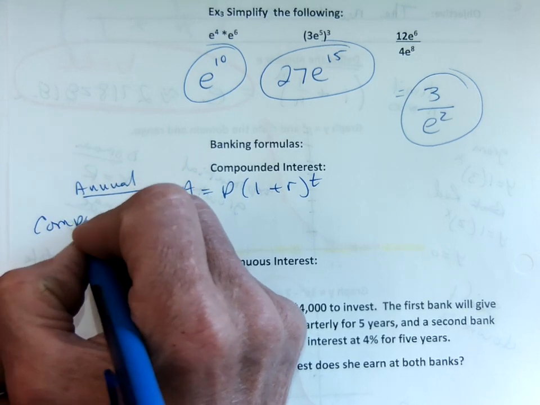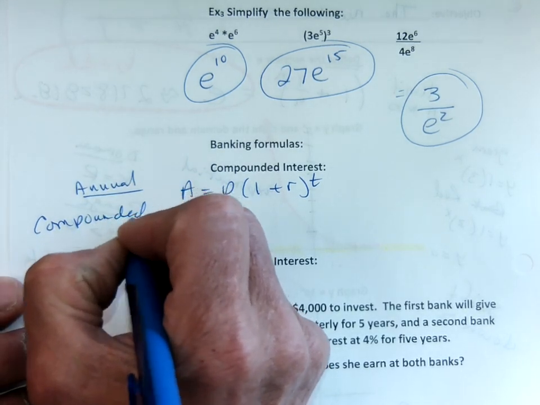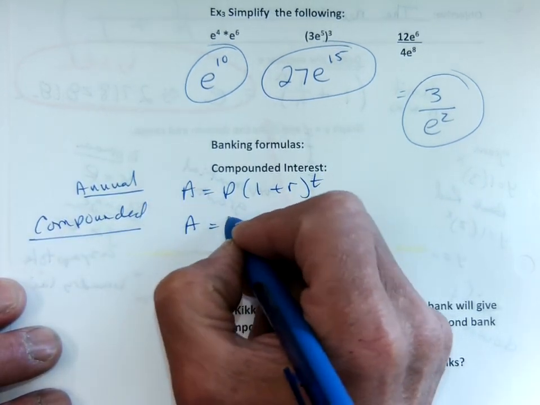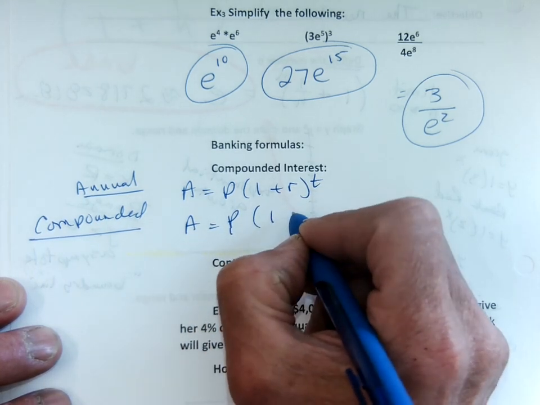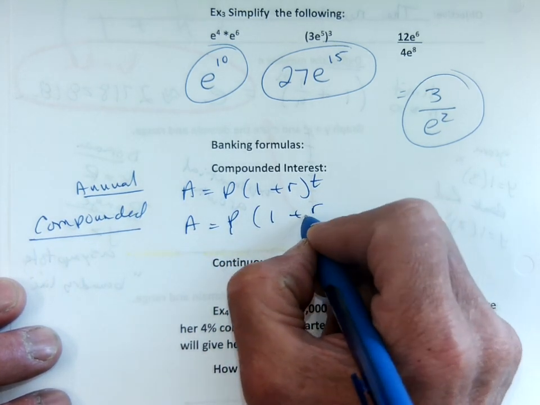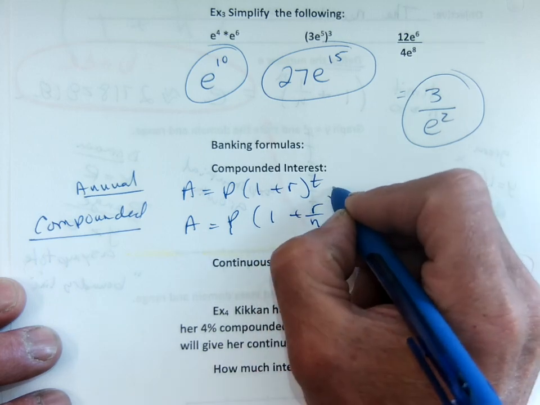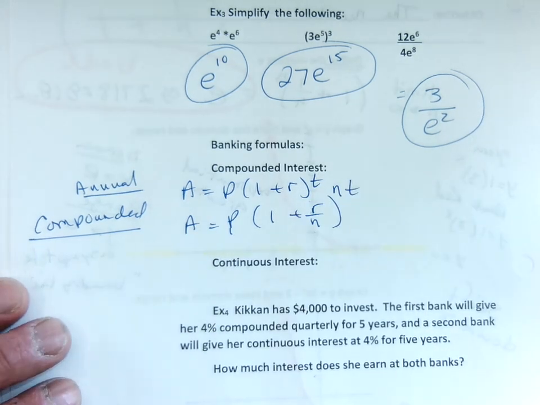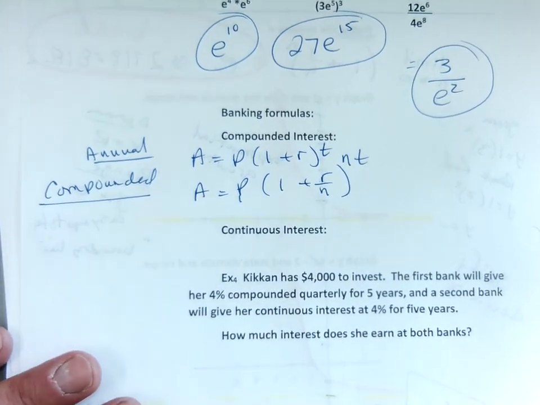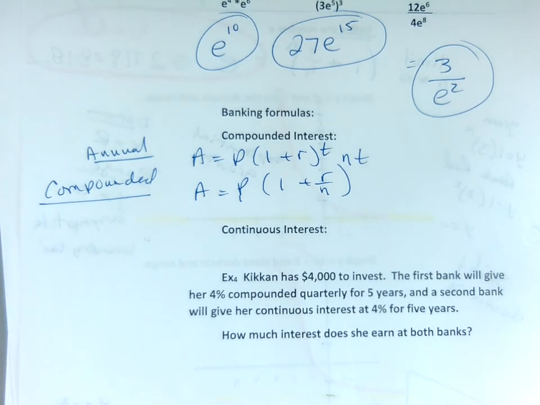Compounded is A equals P times 1 plus R over N to the NT power. Okay, write that down. Now, let me show you the difference. Yes. So for this one, is it supposed to be a negative 2? It can be if you wrote it like this.